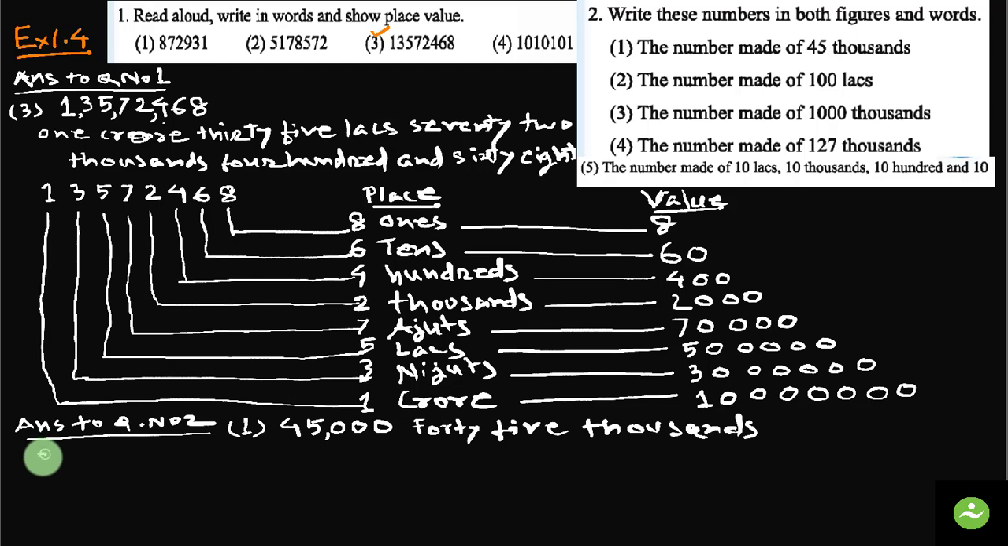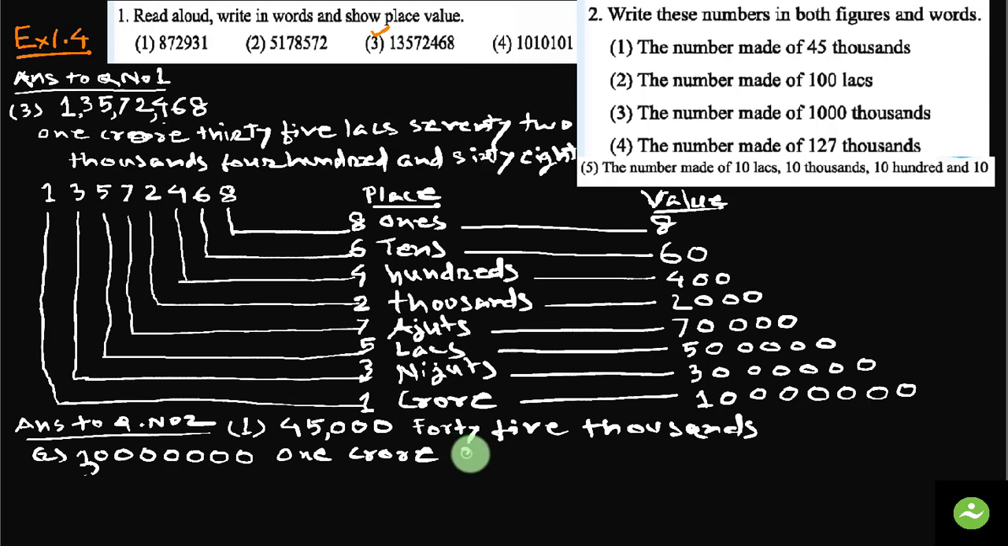Number 1 gone. Number 2, 100 lakhs. If this is ones, then tens, hundreds, thousands, 10,000, lakhs, then 100 lakhs. Let us read it from right. Ones, tens, hundreds, thousands, 10,000, lakhs, 10 lakhs, and then crore. So this is actually crore. So 1 crore. Let us write in words, 1 crore.